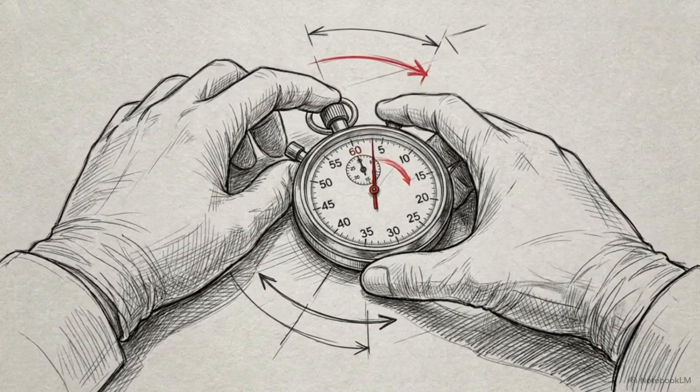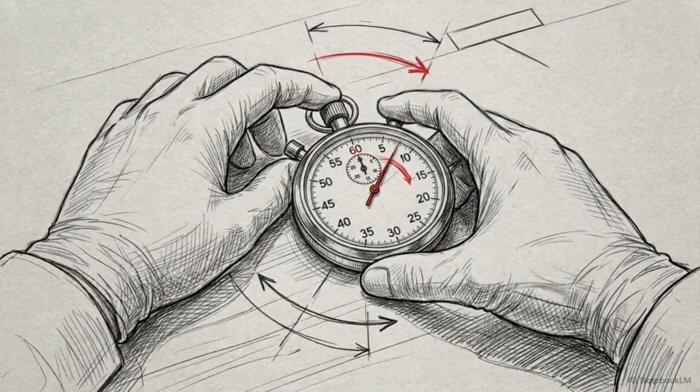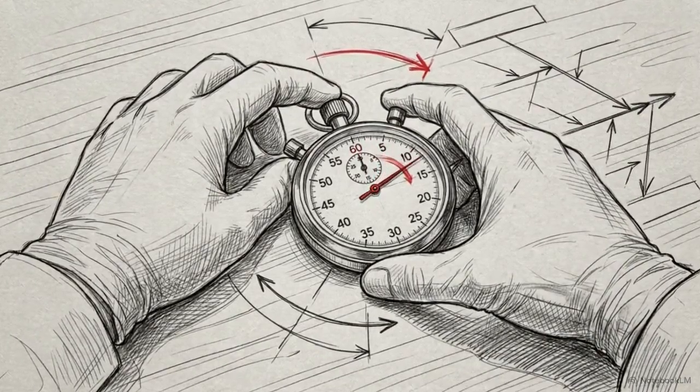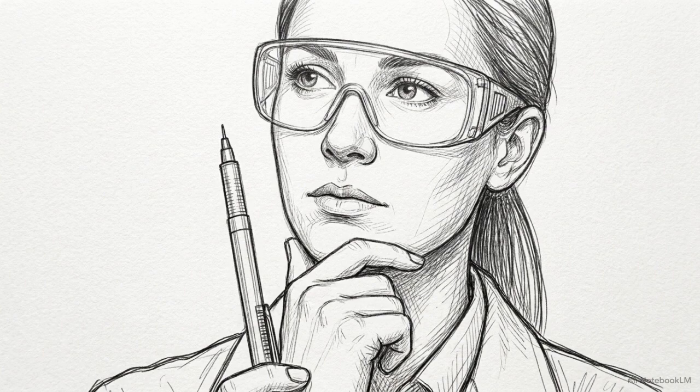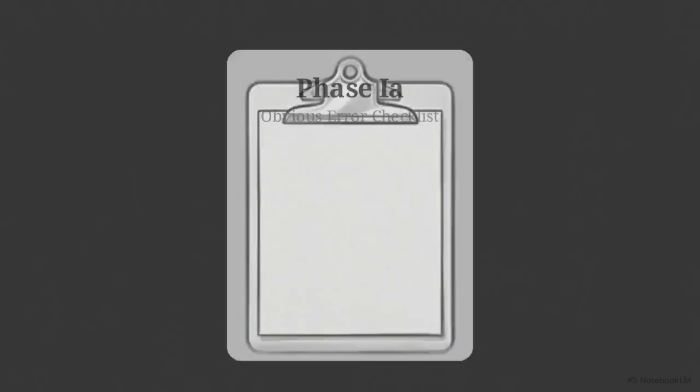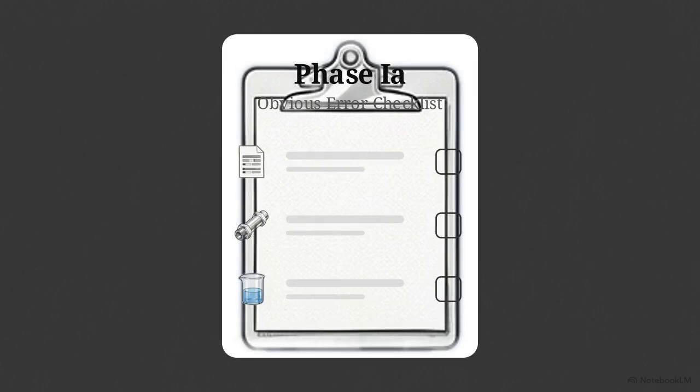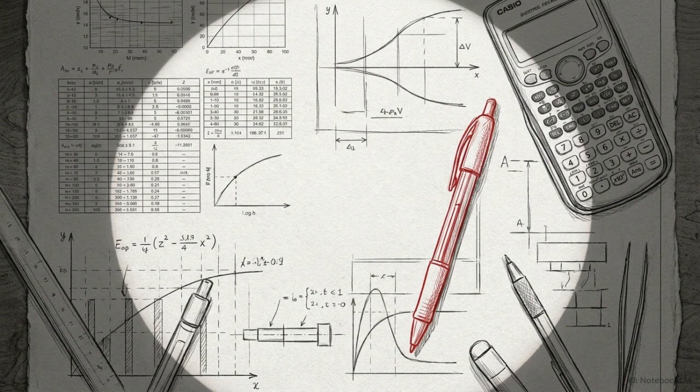The FDA demands a prompt, thoroughly documented resolution to ensure patient safety. Before anyone panics, analysts initiate Phase 1A. This is the rapid response checklist designed to catch immediate, visible mistakes in the laboratory. We start with errors that are often easy to spot.